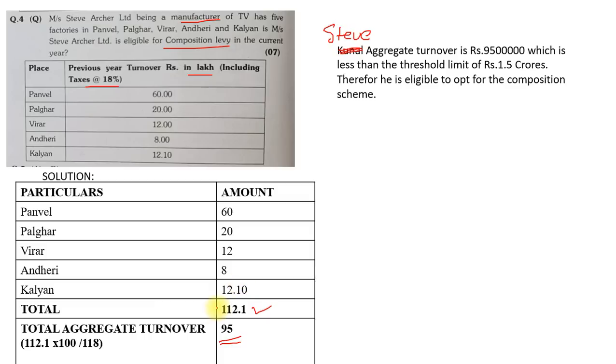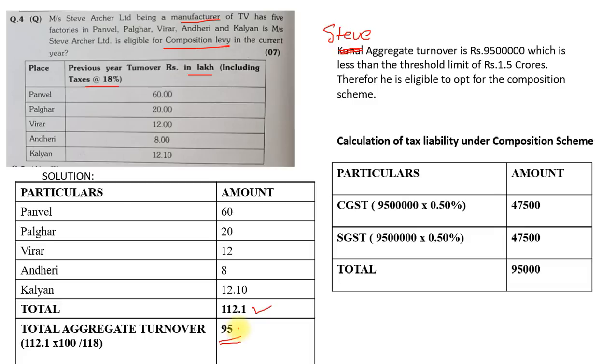And if they are eligible, you should also find the value of tax, if asked. It will be better. So calculation of tax liability under composition scheme. Very simple. 95 lakhs was the aggregate turnover. So on 95 lakhs, 0.5%. For a manufacturer under the composition scheme, the rate is 1%, so it is split half under CGST and half under SGST. So 95 lakh into 0.5% comes to 47,500 CGST and 47,500 SGST, the total of that is 95,000. So this is how you'll have to solve the sum based on composition levy.